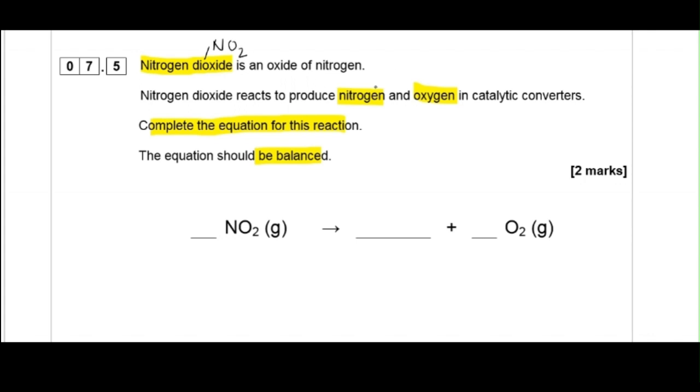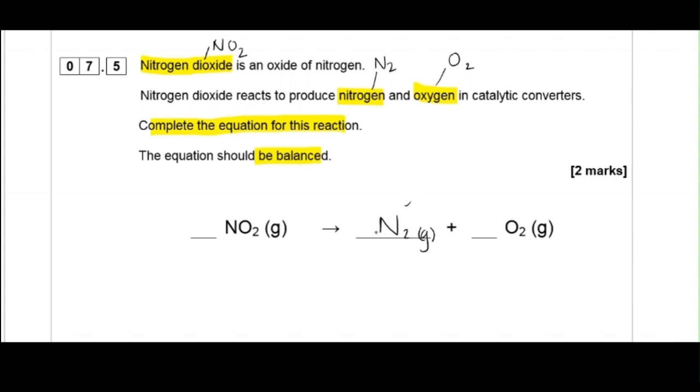The nitrogen dioxide, that's our NO2. Nitrogen and oxygen both exist as molecules with 2 atoms. So nitrogen must be written in that space there as N2, and it is also a gas. So there's a mark for putting your nitrogen in that space there. So let's get on to balancing.